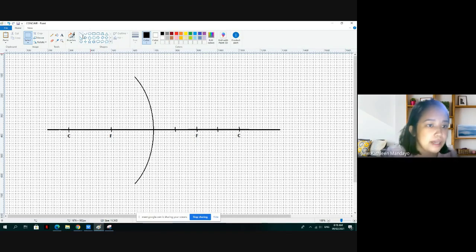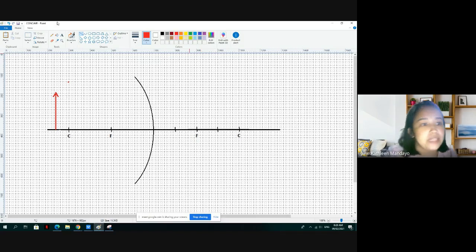So say for example, I have here an object. Sabi natin, for objects, we use only arrows para mas madali yung ating notation. So what I have here, I'll be using a red object. And in that case, I'll be placing the object, lakihan ko para kitang-kita nyo. Okay? Beyond C. When I say beyond C, hindi si Beyonce ha. Beyond C. Ibig sabihin, lagpas siya kay C. So, ito yung object natin. Okay? When we say object, that would be the source of the light.